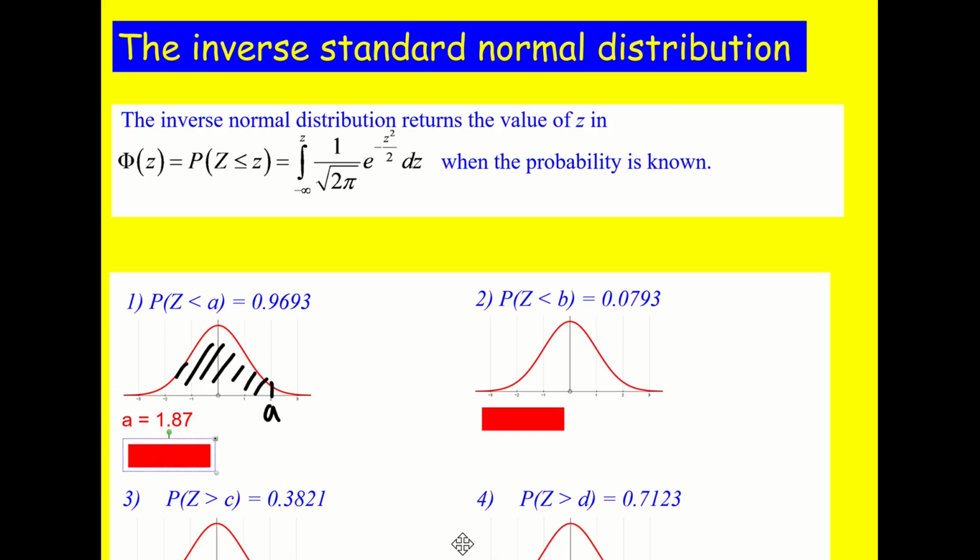You can give it to 3 sig figs here, that's the first answer. Hopefully you're happy with that. So this can be used from now on whenever you get a probability like that shown. So try question 2 yourselves.